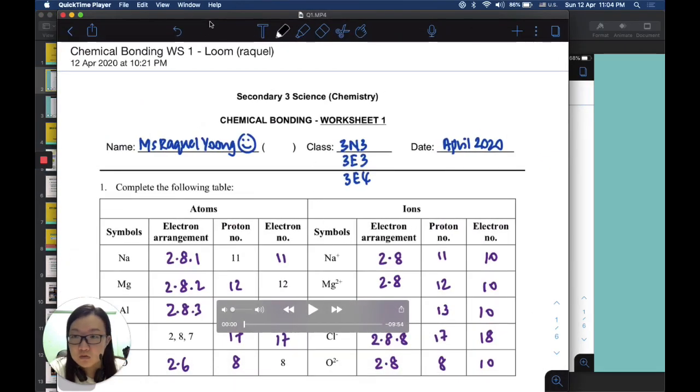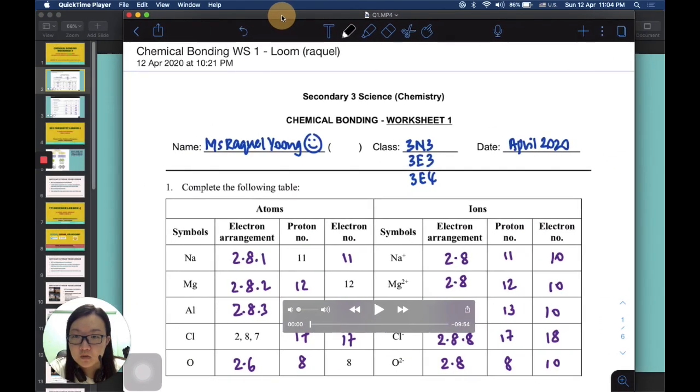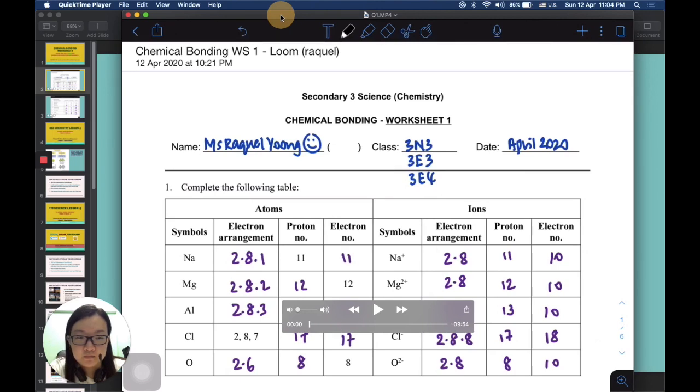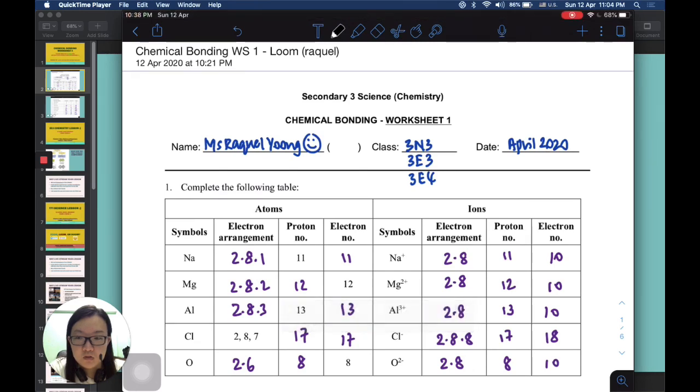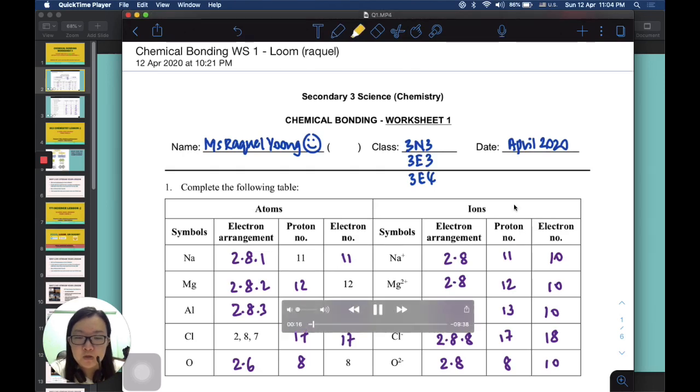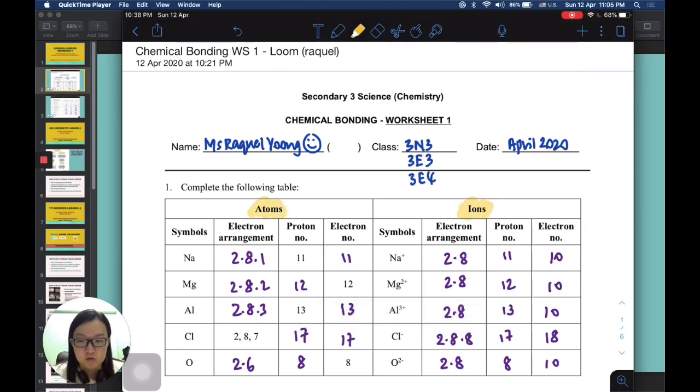Okay, so this is chemical bonding worksheet 1. This worksheet is for all Sec 3 Express as well as NA students. For a start, let's look at question 1. You are required to complete the following table. As you can see, this table is split into two parts, atoms as well as ions.